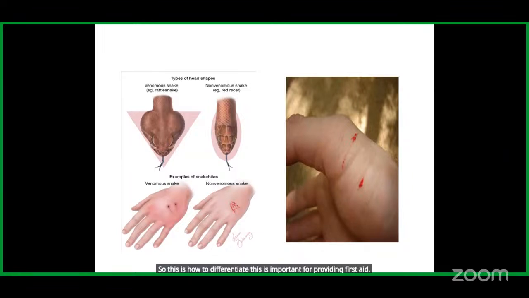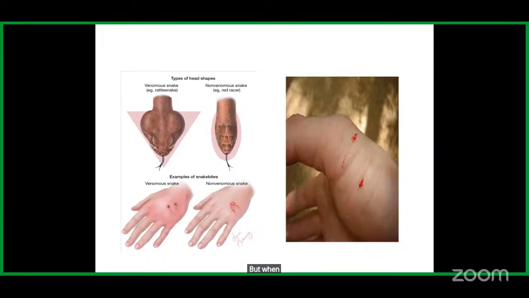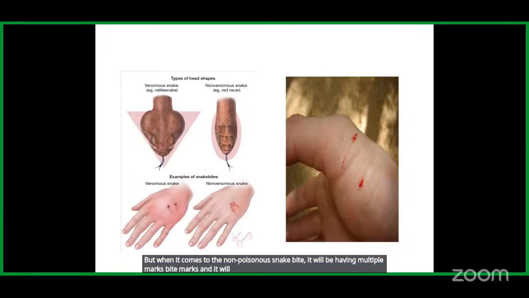When it comes to the wound mark, a poisonous snake bite will have two prominent marks. You can see them on your left side. There will be swelling and there will also be a color change. But a non-poisonous snake bite will have multiple bite marks, and it will bleed profusely. One more important thing is that there will not be any color change or swelling in case of a non-venomous snake bite.